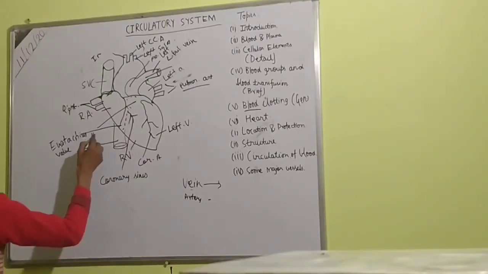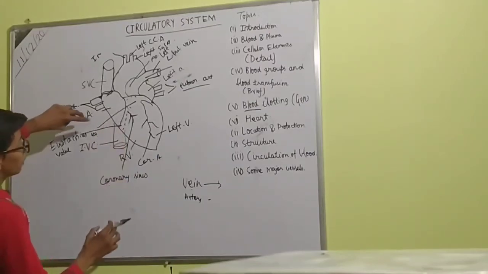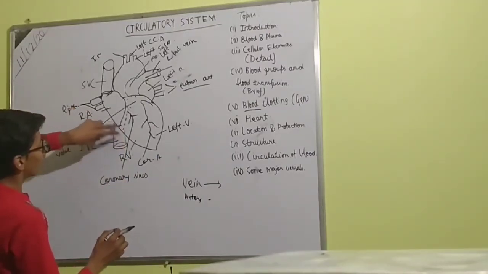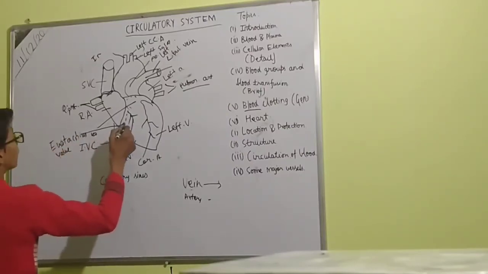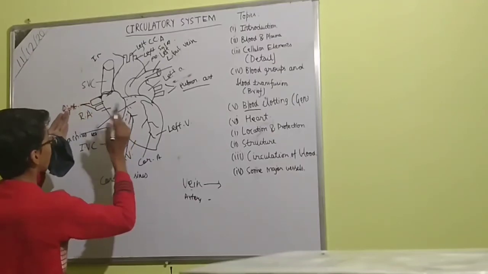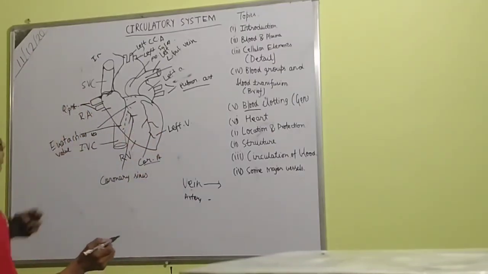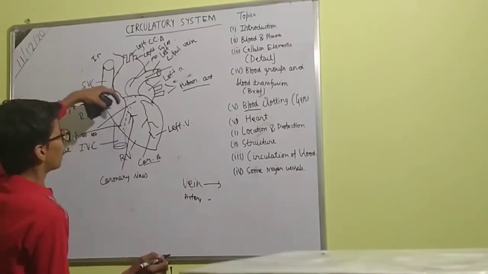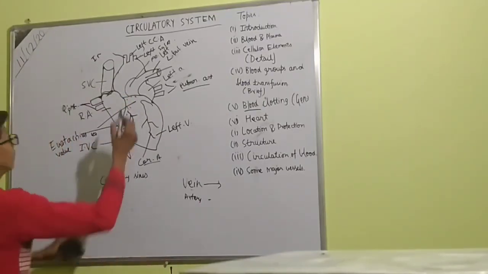Eustachian valve is a valve which is present at the ending of inferior vena cava. Coronary sinus separates right auricle from left ventricle. Coronary artery supplies blood to the muscles of heart.